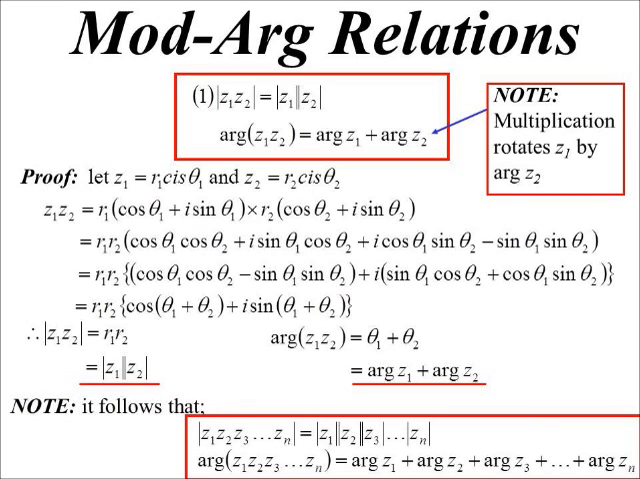Okay, so it follows that. That was just two numbers. If I've got several numbers to multiply together, I could just multiply each of the individual moduli together and find the new modulus of the new complex number. And with the arguments, I would just keep adding all the arguments together to get the new number.